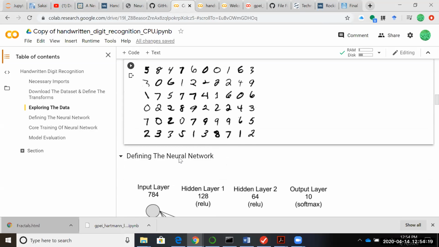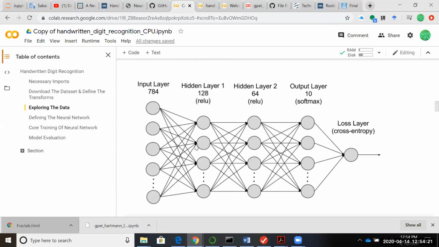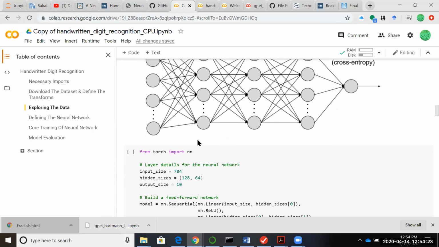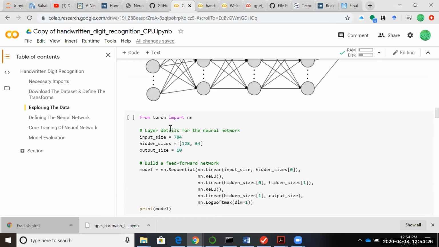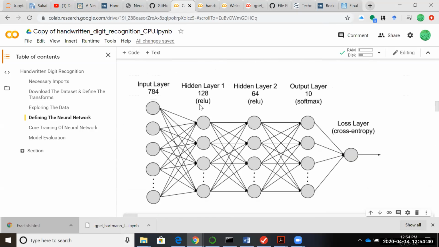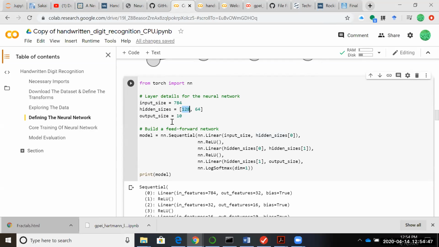Now, this is a network. Now you can change this network here. The network is defined here. The input, of course, is fixed because it's 28 by 28 pixels. And the hidden layer is, in this case, 128. The first layer is 128, the second layer is 64, and the output layer is 10. So there are 2 hidden layers, 128 and 64, and then 1 output layer, which is 10.